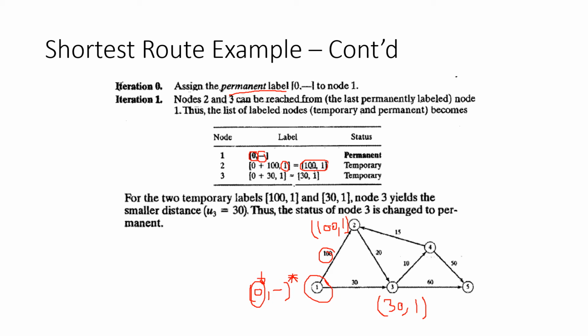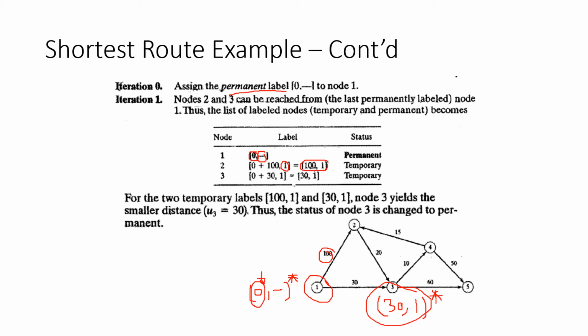Now at each iteration step I will choose one from all the temporary labeled nodes to be a permanent label. In this case I have this is temporary and this is temporary. One of them will be made permanent, and the one that will be made permanent is the one with the shortest distance. I will compare the 100 to the 30, and 30 is the minimum, so node 3 is made permanent, so I put an asterisk or a star next to it, and then I will erase all other temporary labels that I have calculated.